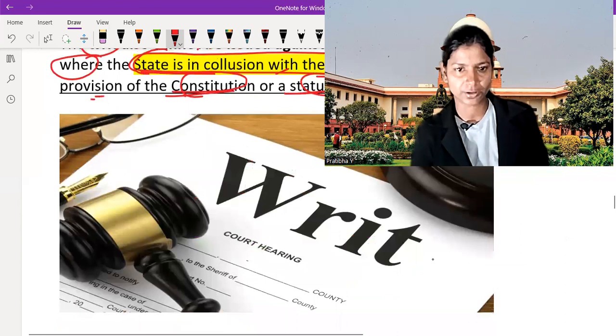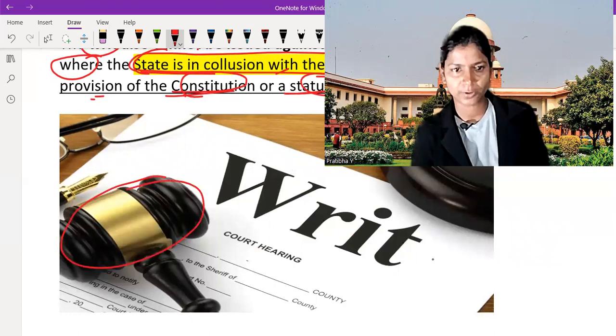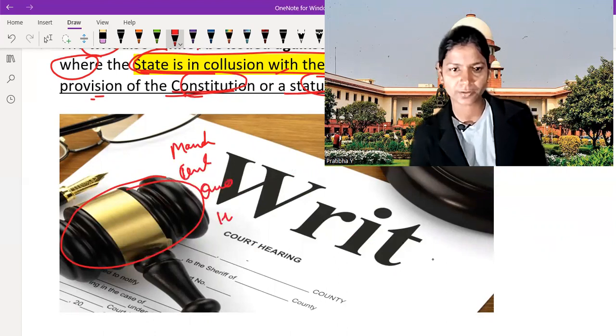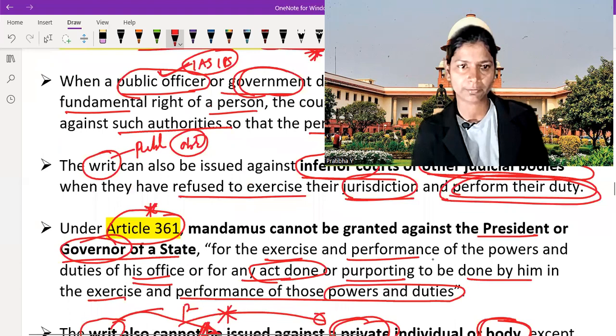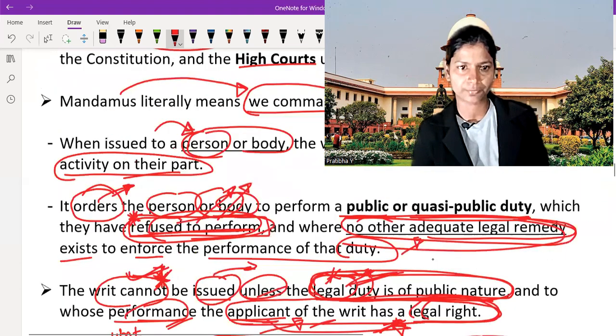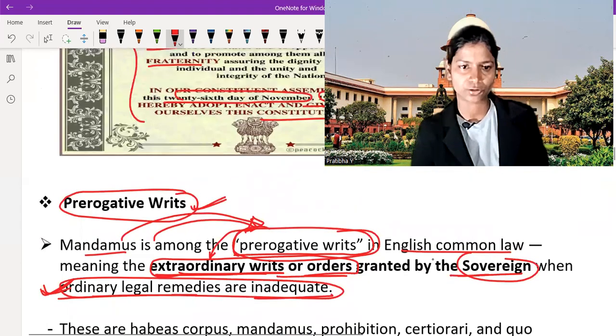So in this picture, you can clearly see the writs issued by the court: mandamus, certiorari, quo warranto, habeas corpus, and prohibition.